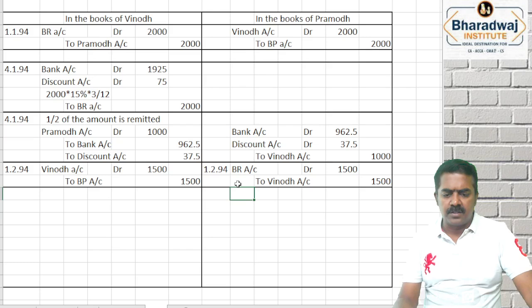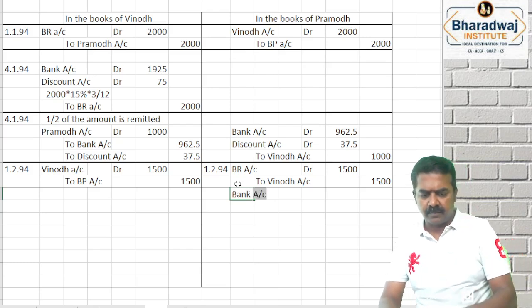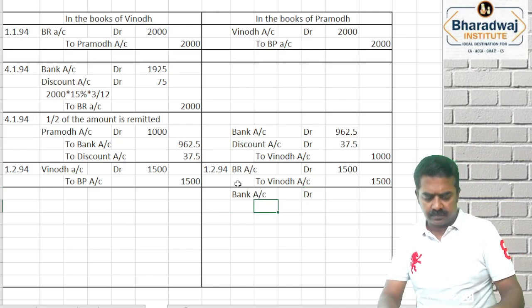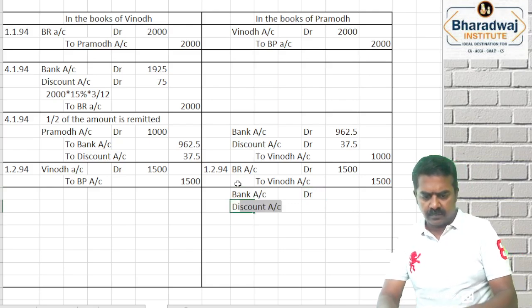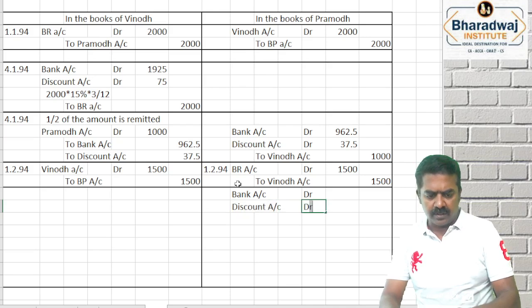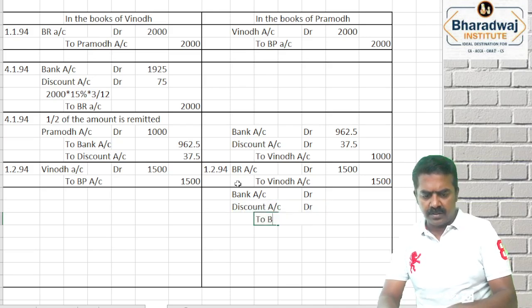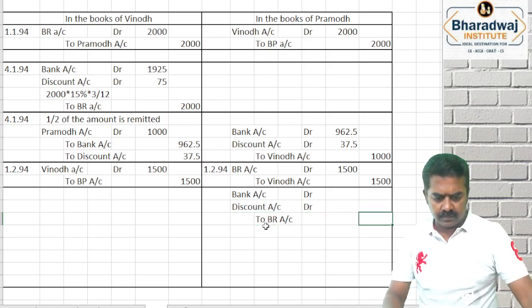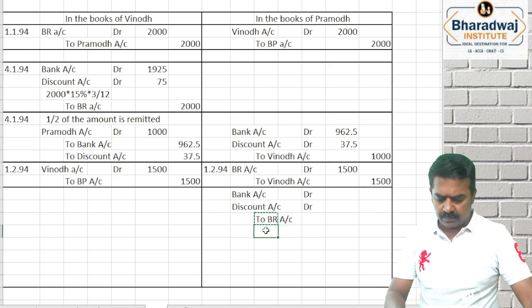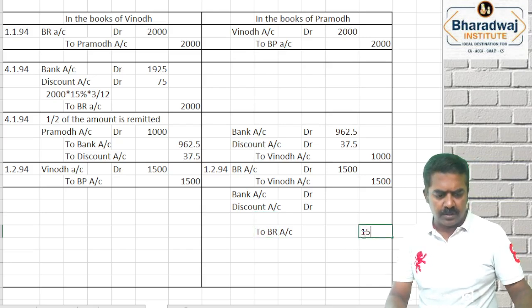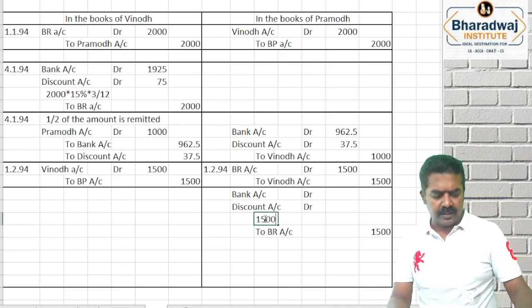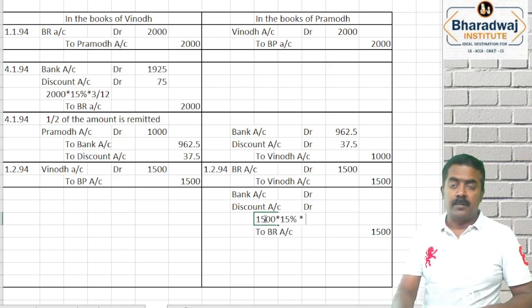Then this bill is discounted. What is the entry you will pass? Bank account debit, discount account debit to bills receivable account. How much discount? 1500 into 15% for how many months? 4 months.